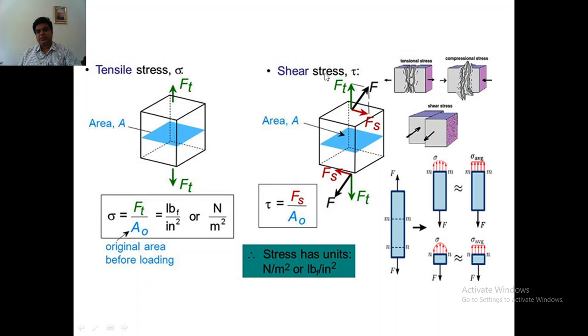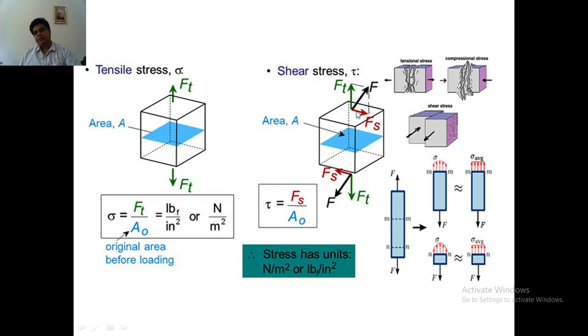Similarly, shear stress tau is equal to shear force by area. So the basic formula for stress remains the same: force by area, or load by area. It depends on what kind of load you are applying. If you apply tensile load, you will get tensile stress. If you apply compressive load or compressive force, you will get compressive stress. If you apply shear load, you will get shear stress tau here.